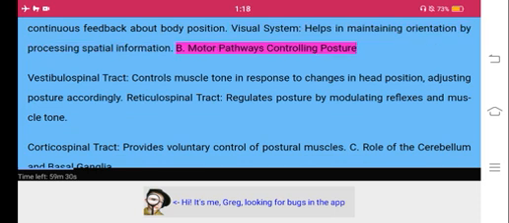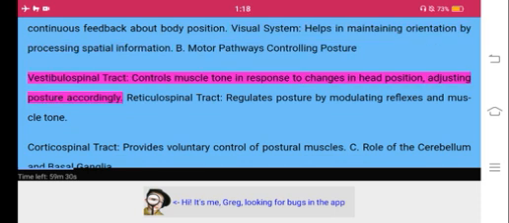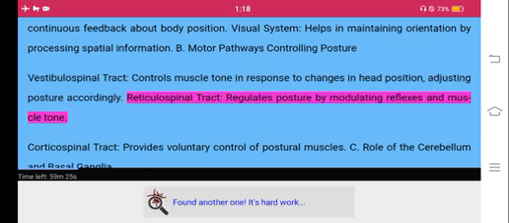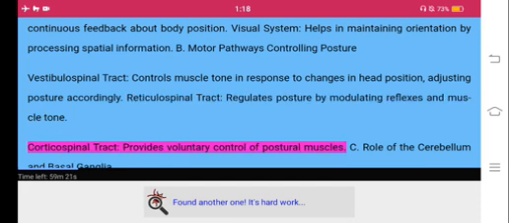B. Motor pathways controlling posture. Vestibulospinal tract, controls muscle tone in response to changes in head position, adjusting posture accordingly. Reticulospinal tract, regulates posture by modulating reflexes and muscle tone. Corticospinal tract, provides voluntary control of postural muscles.